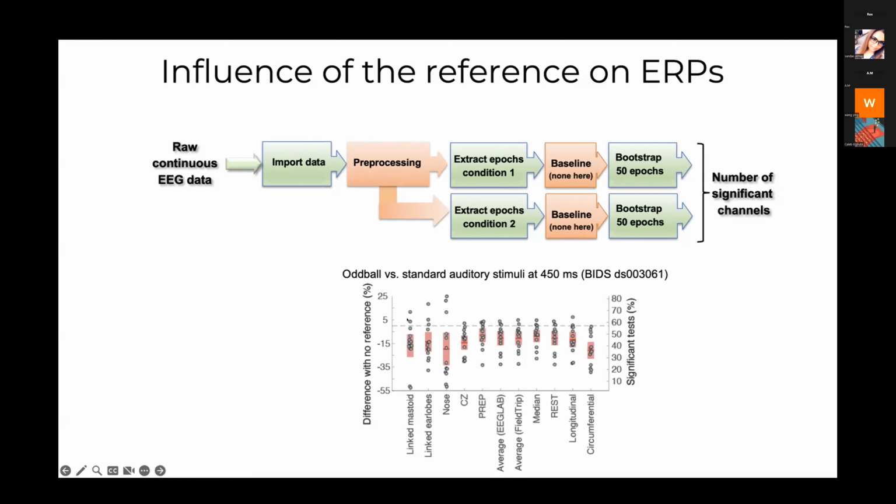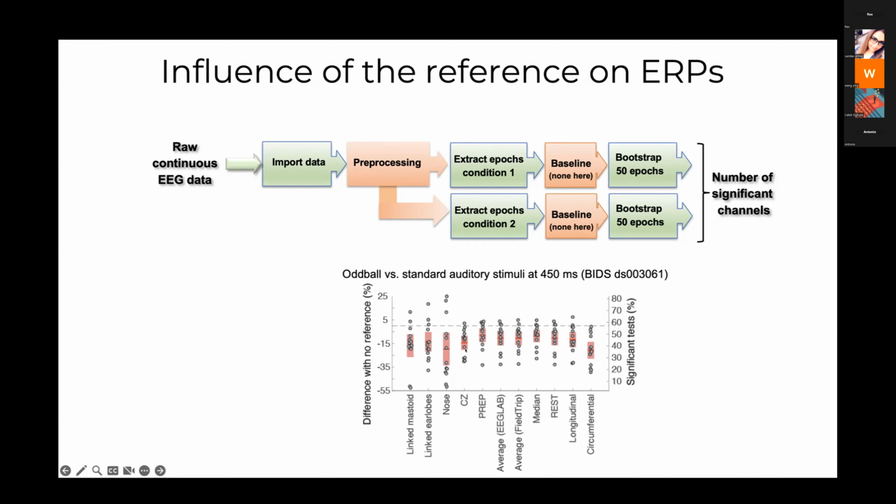This was, for example, all the different references we tested. So linked mastoid, earlobes, nose, CZ reference. This is the reference in the PREP pipeline. This is average reference in EEGLAB, average reference in FieldTrip, median reference, infinity reference, longitudinal, circumferential. And you see that, surprisingly, and we still don't know why, so we're running our tests, but for this specific dataset, which is oddball versus standard, all the references perform worse. So it means it's below this line. So this is the line with no reference, just the original data.